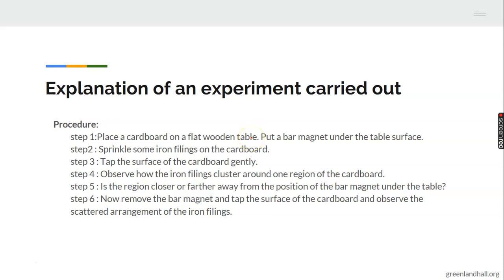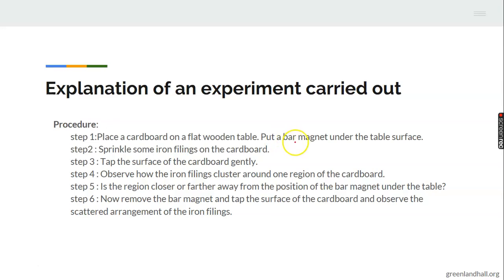I tried to carry out an experiment, so I want to explain it to you, since we won't be able to do it right now, but hopefully we'll do it later after this whole lockdown. So the first thing, this is the procedure you have to take. The first step is that you get a cardboard, just like your normal cardboard. You place the cardboard on a flat wooden table. Get a wooden table, place your cardboard on it.